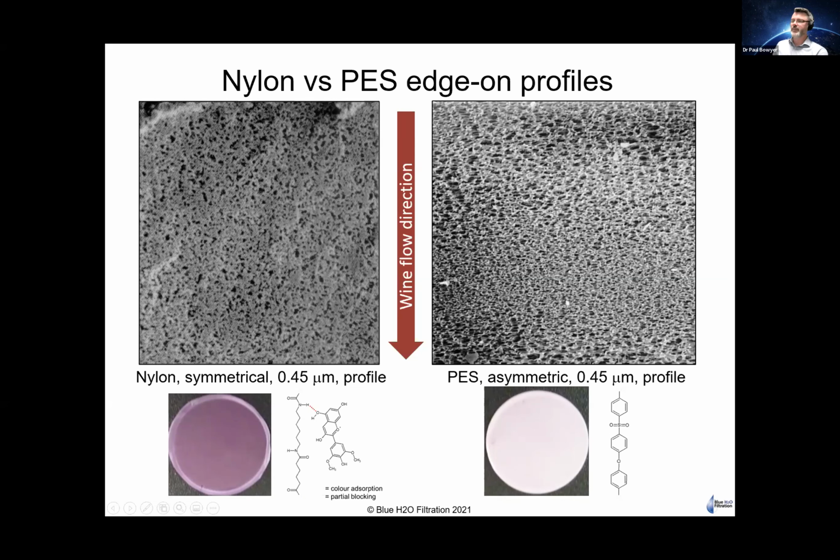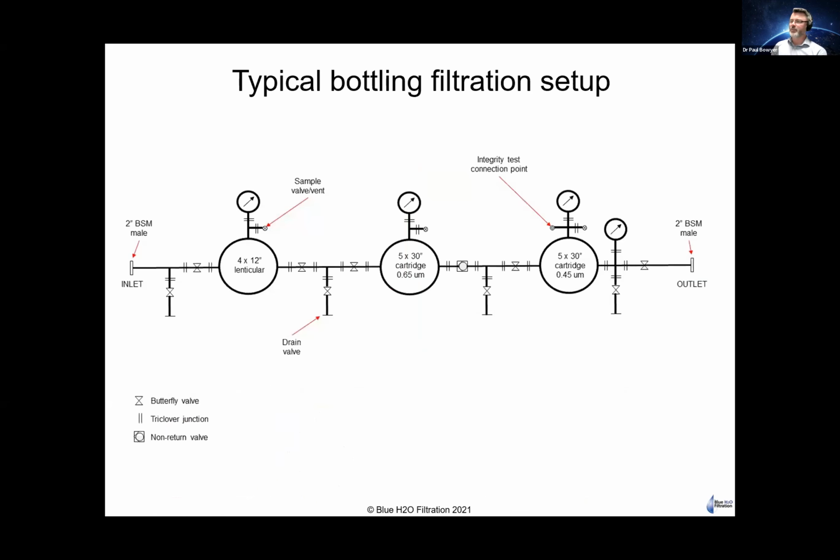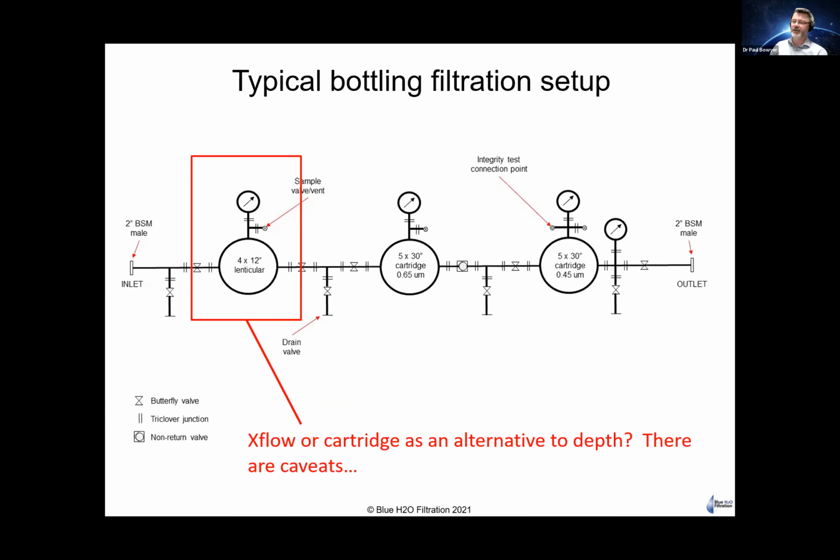In terms of how these packaging facilities are normally set up with filtration, probably the most common setup that you see is a lenticular housing followed by a 0.65 micron membrane followed by a 0.45. Something like that anyway, but that's the most common one that you tend to see around. And there is some thought that you could potentially swap out the lenticular phase with a Crossflow filter, which is feasible, but there are some caveats to do with filterability effects and colloids and so on that, as I said, I'll talk about a bit later on.